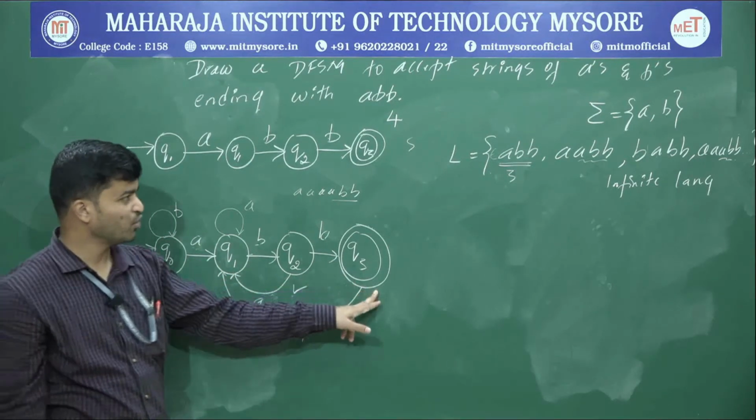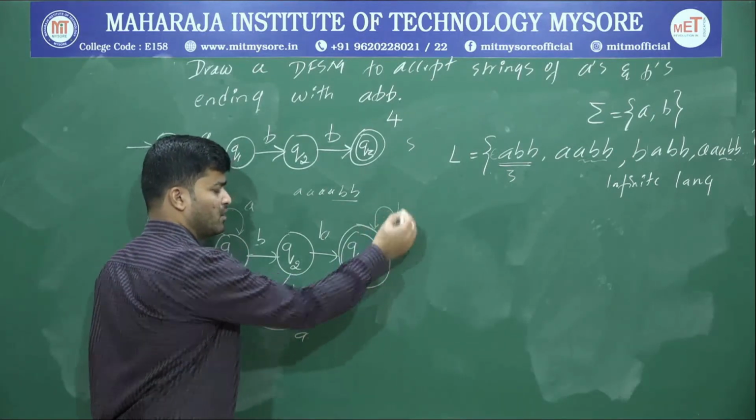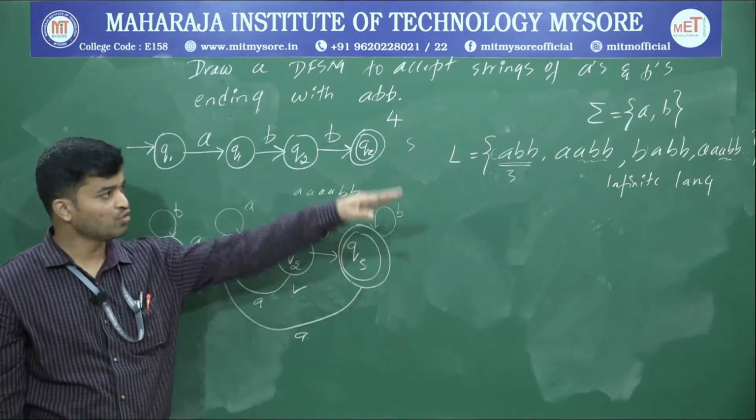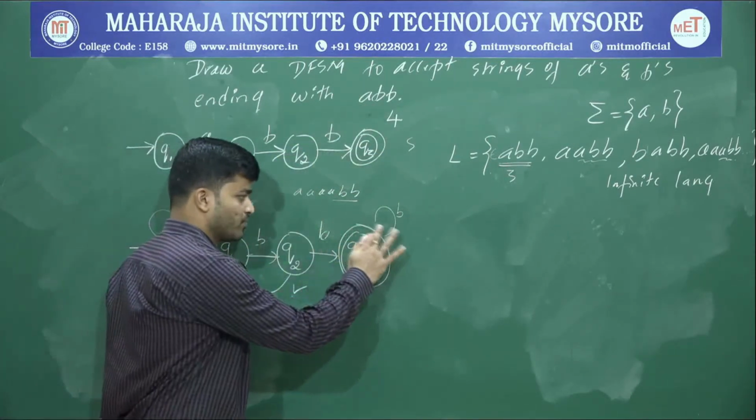Okay. Now I have to give a path for B. How to give a path for B? If I write a loop, what will happen? It will end with n number of B's. That is not our requirement. It should end with only 2 B's. Therefore, loop is not a valid option.